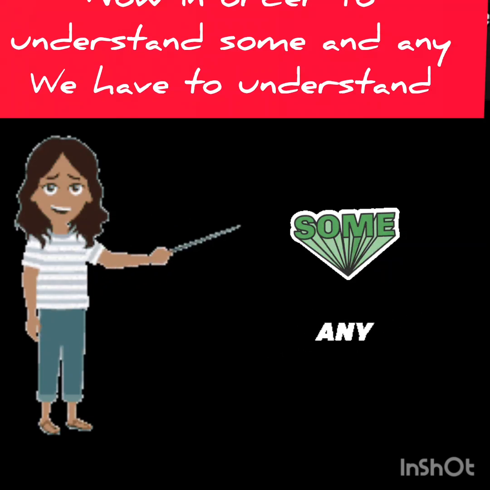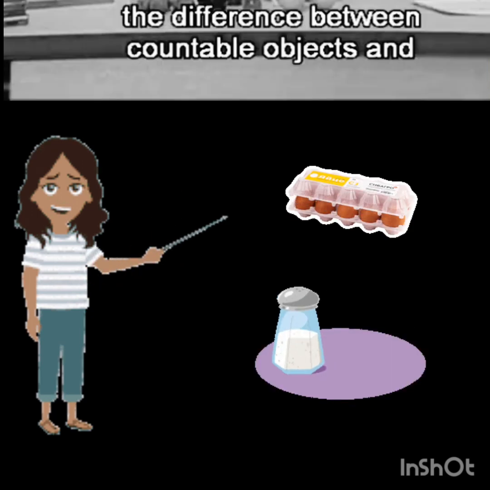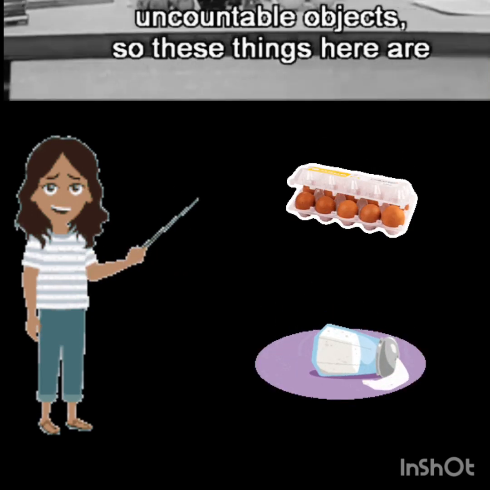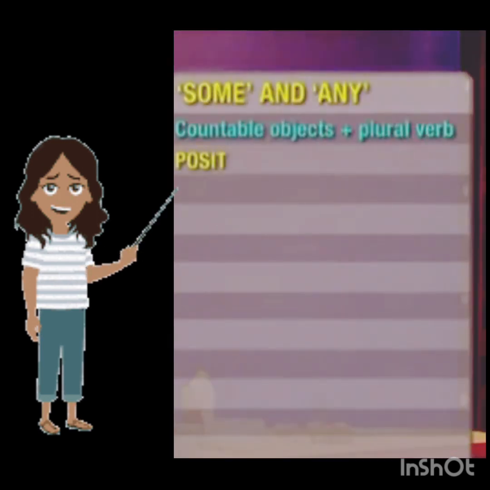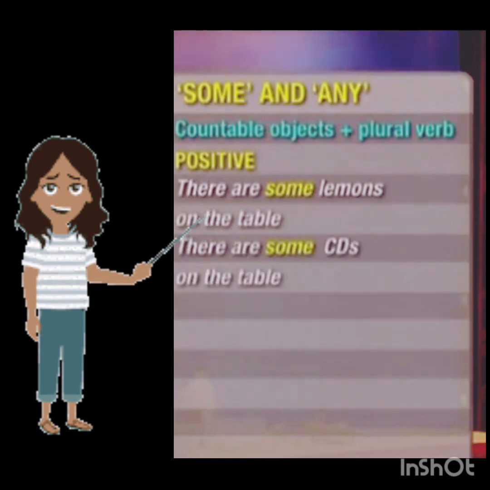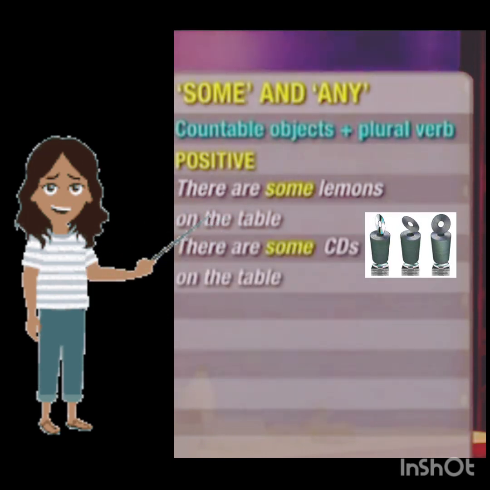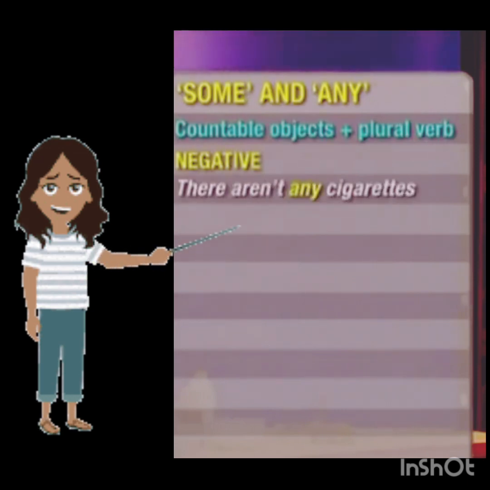In order to understand some and any, we have to understand the difference between countable objects and uncountable objects. So we said countable objects in the plural. In the positive form, we say there are some lemons on the table. There are some CDs on the table. There are some eggs on the table. So that's countable. Now the negative is there aren't any, we use any, there aren't any cigarettes on the table.